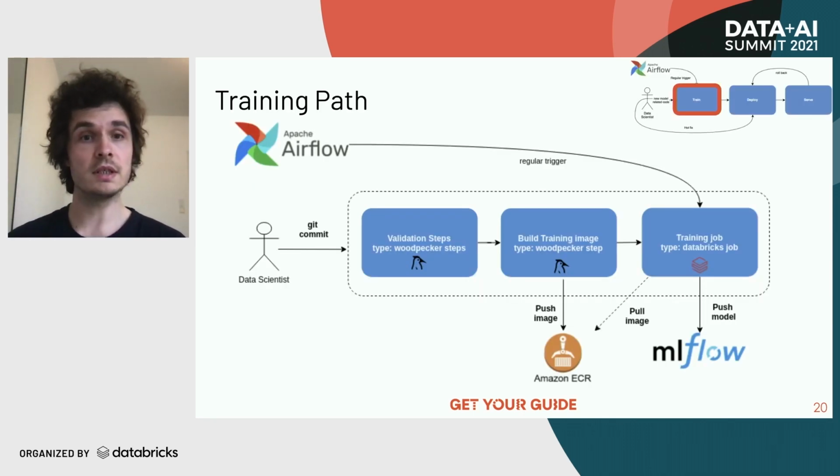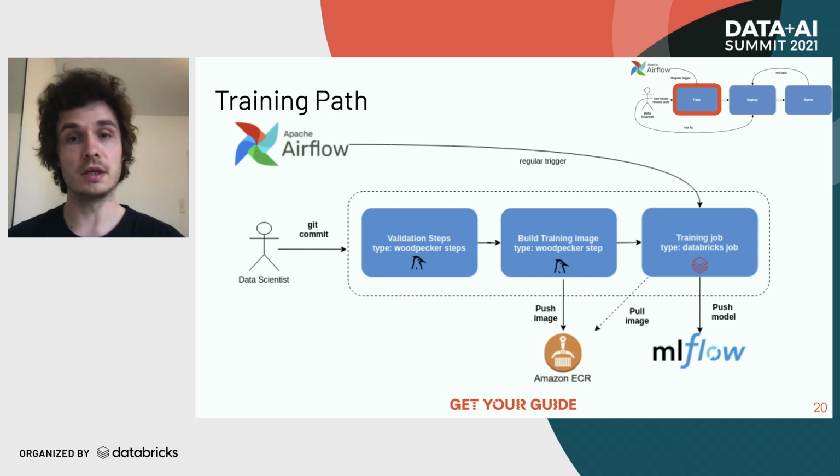So the first one is about the training path. After a commit from the data scientist, we would like first to validate that the code is correct with some automatic checks. Here the validations are in place in Woodpecker, which is an open source continuous integration tool. And all the configuration is already in place thanks to the Bootstrap step from GigDev.